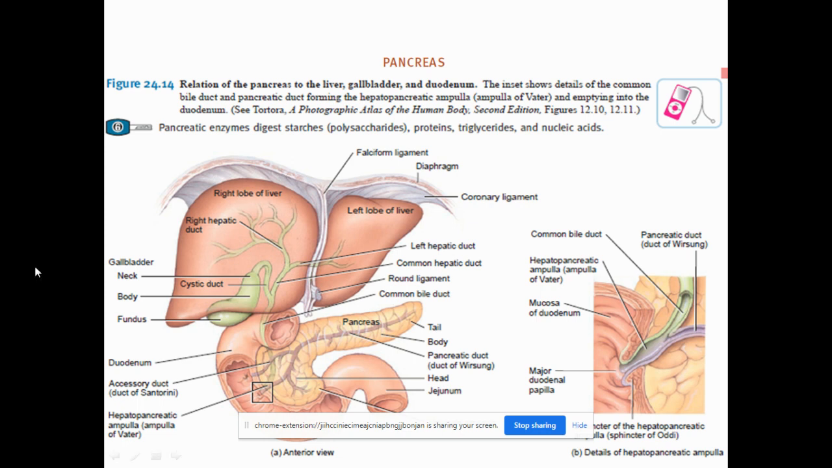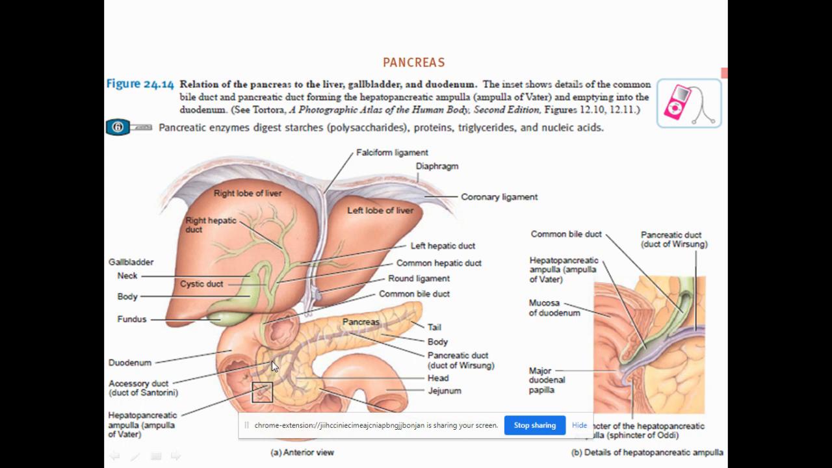You can see from the picture that this is the liver, this is the right lobe of the liver, and this is the left lobe of the liver. You can see the left hepatic duct and the right hepatic duct. They combine together to form the common hepatic duct. Here, this is the gallbladder. The secretions of the gallbladder flow into the cystic duct. So this is the cystic duct. The cystic duct and the hepatic duct join together to form the common duct, called the common bile duct.